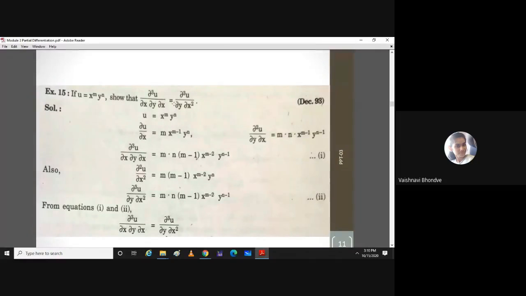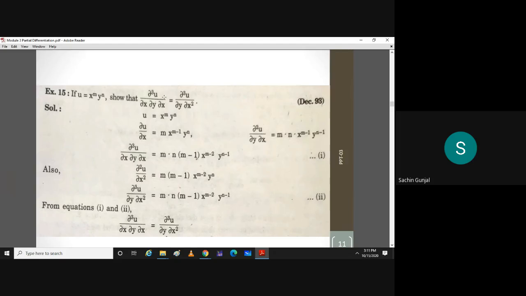Yes, sir. Whereas in this ∂³u/∂y∂x², you are going to differentiate with respect to x, then with respect to x again, and at the end with respect to y. Understood? Yes, sir. Okay, so let us go to the solution.